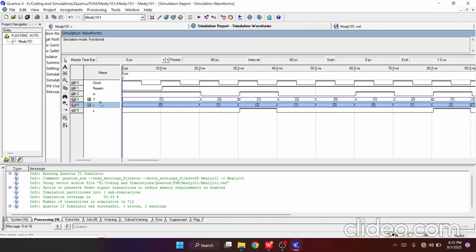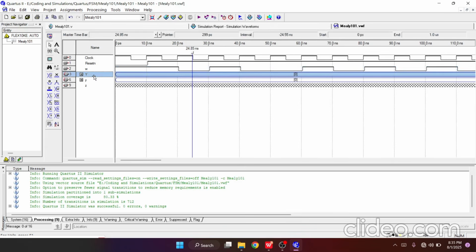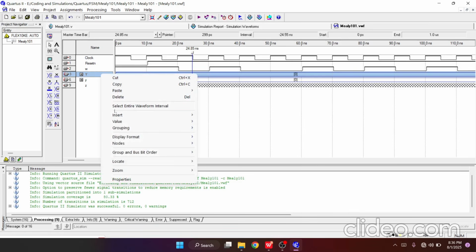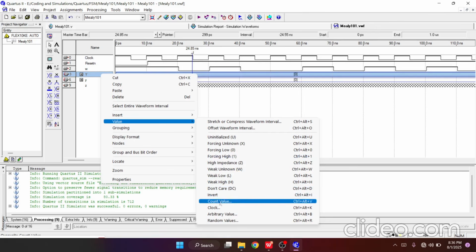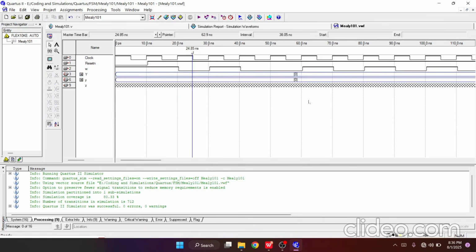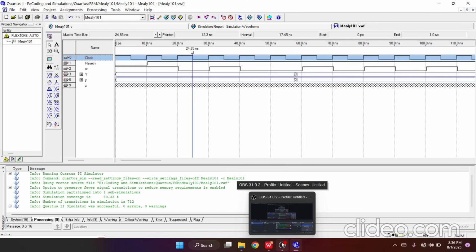Here these three are your outputs: capital Y, next state, the present state, and output. So you must never apply any kind of clock signals to any of these signals. These are the output signals. You must not mistakenly assign any kind of clock or forcing high or low, anything at all. Do not assign anything at all. Just assign values to your input signals. So this is it. Thank you.